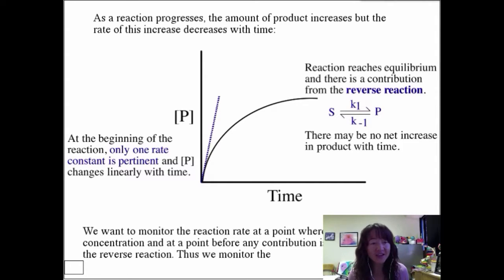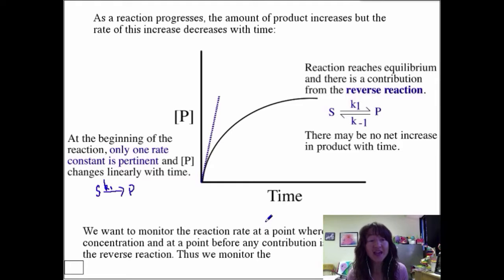So at the very beginning, only one rate constant is pertinent, and the concentration of product therefore changes linearly with time. We can simplify this initial time point to being a linear function because there is no substantial contribution from the reverse reaction. So the only pertinent equation at this time point is the substrate getting converted to product, and only K1 matters. So only the rate constant describing the forward reaction is pertinent.